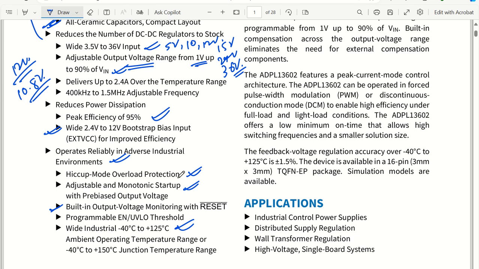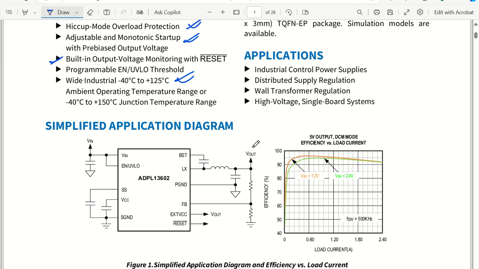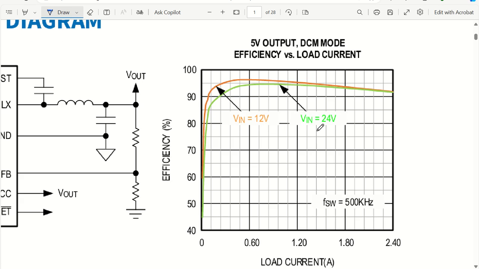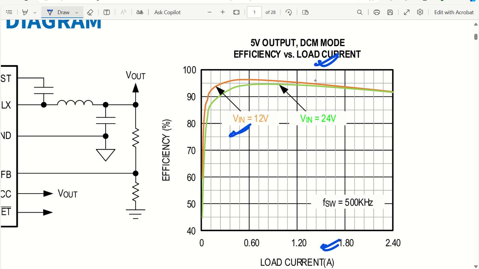Okay, so as you can see, we have already talked about the applications and the simplified application diagram, and we can see efficiency versus load current. As my load current increases, you can see my efficiency curve. When the input voltage is 12 volt, the efficiency is a bit higher. If the input voltage is a little higher, let's say 24 volt, then the efficiency is reduced a little. Okay, so you can see this efficiency curve is given for 5 volt output.